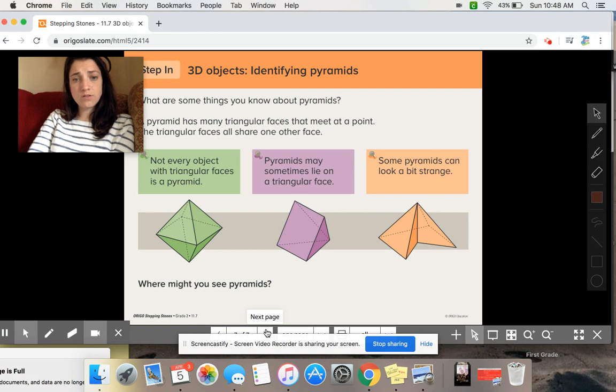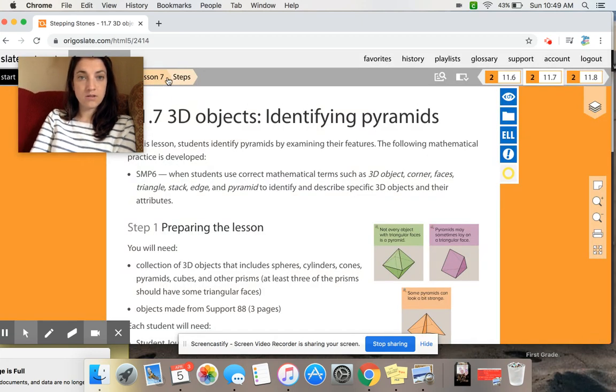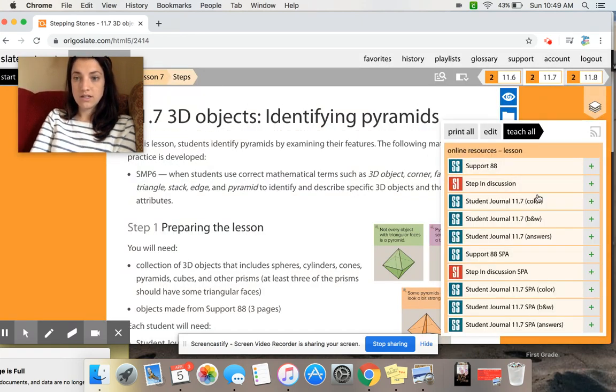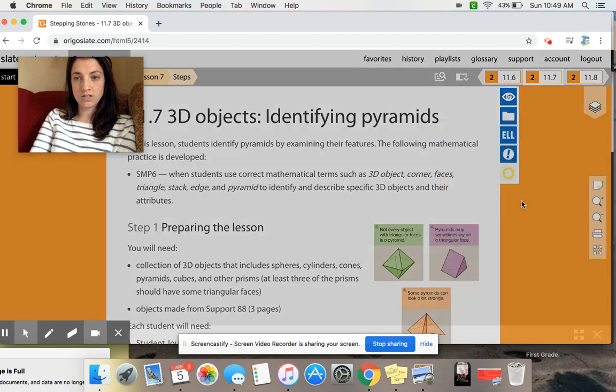So, where might you see pyramids? Yeah, some of my friends said you might see them in Egypt. Egypt is where you would see pyramids. So today, my friends, you're going to be identifying some pyramids and deciding whether or not this 3D shape is a pyramid based on the points that we just talked about.